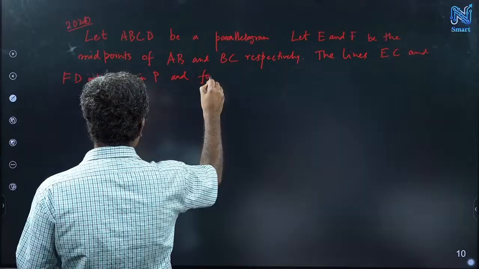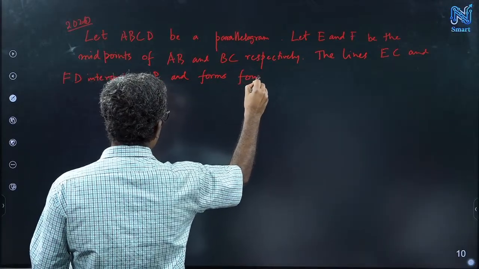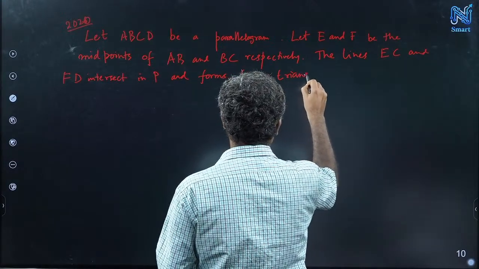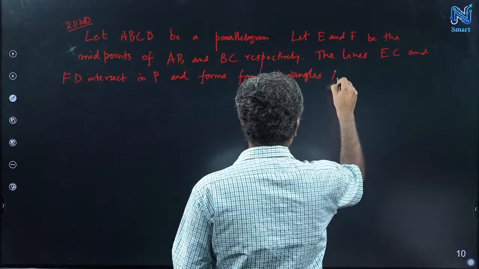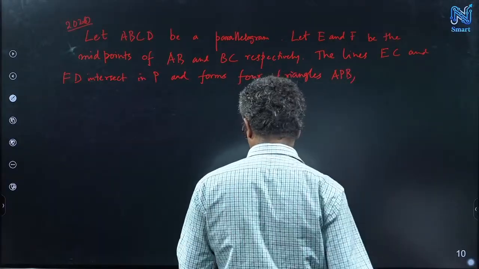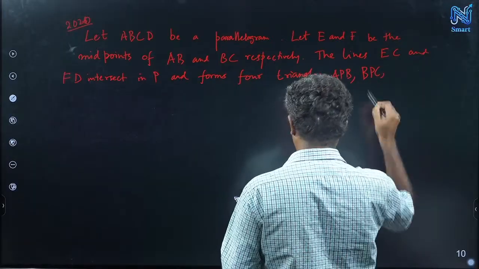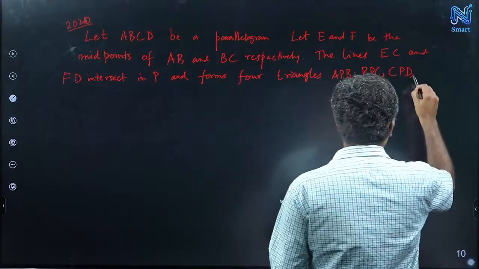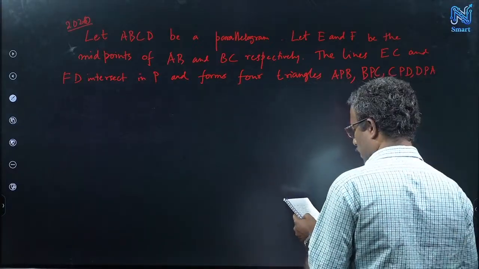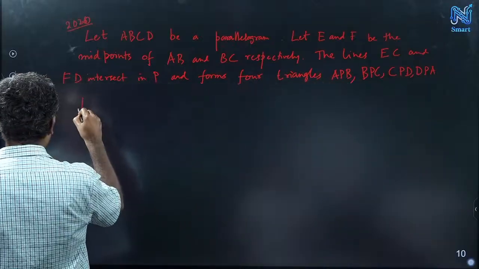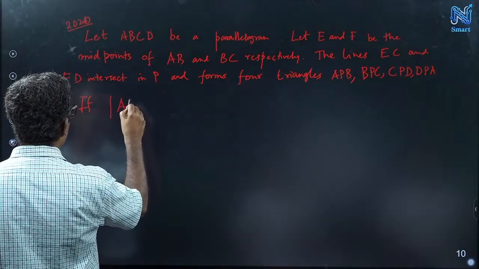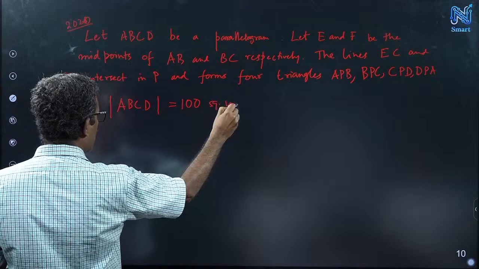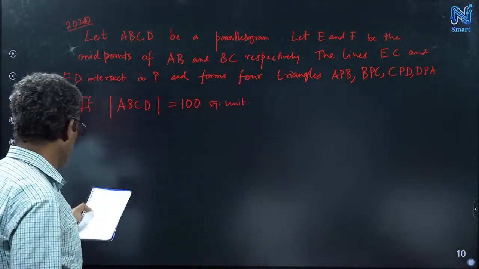and form 4 triangles. APB, what are the 4 triangles? BPC, CPD and DPA. These are the 4 triangles. If the area of the parallelogram ABCD is square unit, you can write 100 also.